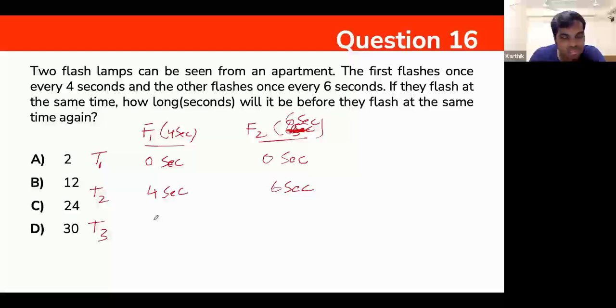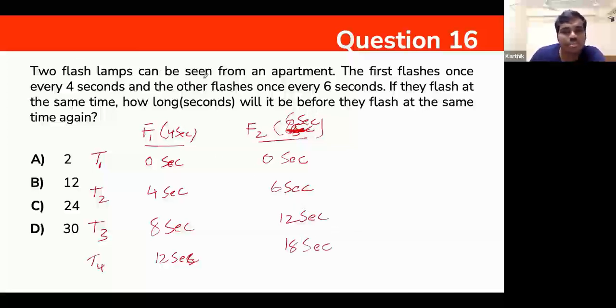For the third time, this lamp will flash when time is 8 seconds, and this one when time is 12 seconds. This lamp will flash again at 12 seconds, and this one will flash at 18 seconds. So this is what they are saying.